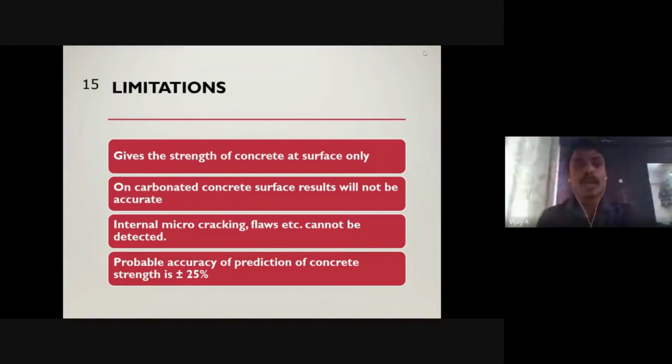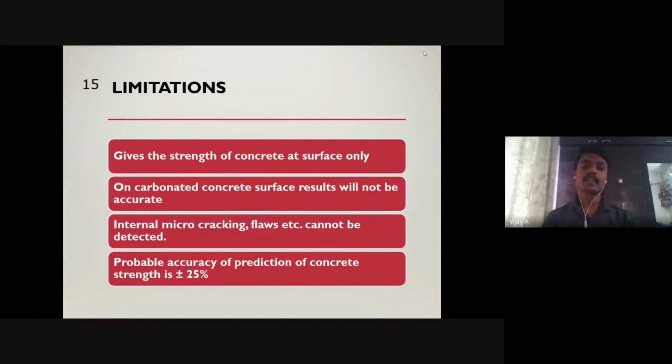The NDT rebound hammer, especially, does have some limitations. It gives strength of concrete at the surface area only. Suppose the depth of the concrete is 1 meter, and you are going to analyze a beam which has a depth of 1 meter, or a column with a size of 1 meter. In that scenario, what is the core strength? That will be quite difficult for us using the rebound hammer. The rebound hammer gives strength of concrete at the surface only.